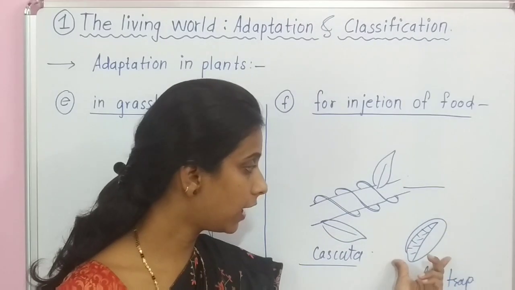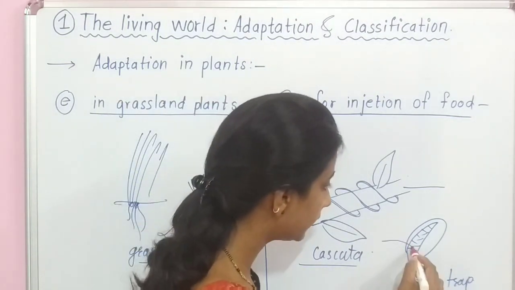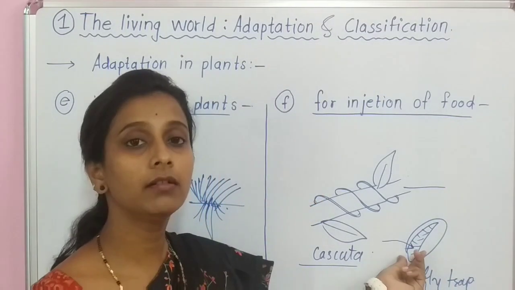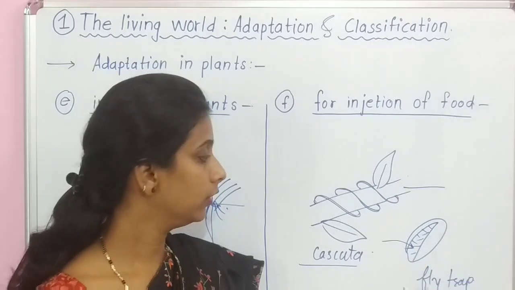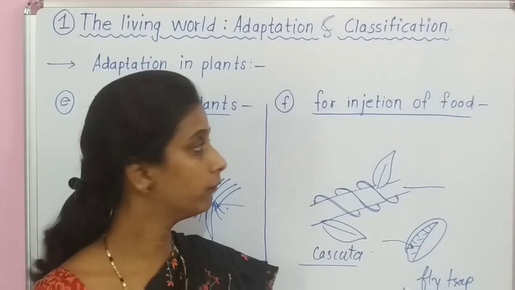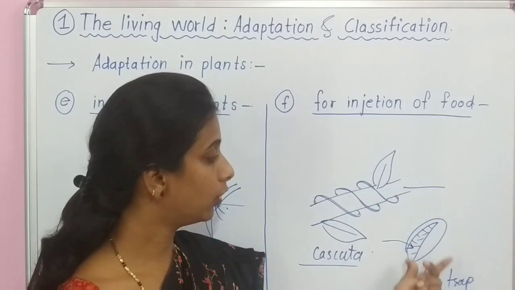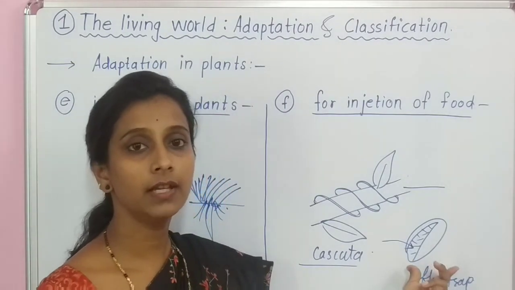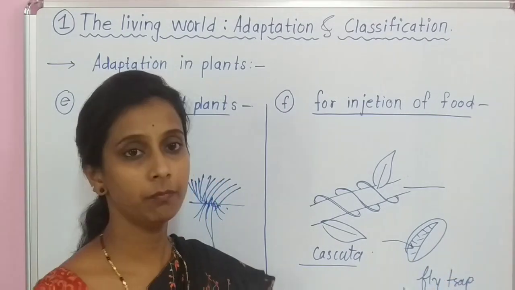They have a structure like this, and inside that structure they trap insects. So they are said to be fly trap. For the ingestion of food, for getting nitrogen, they are adapted for this type of condition.